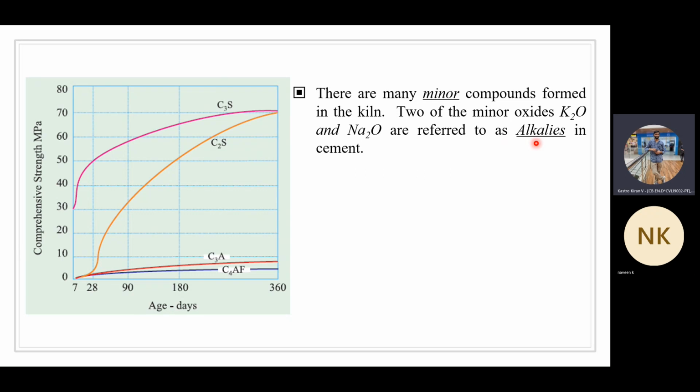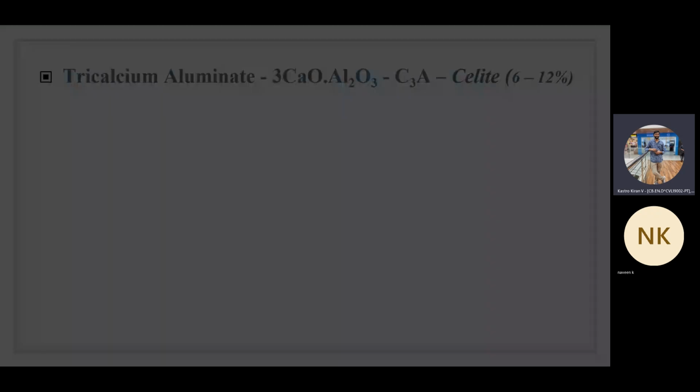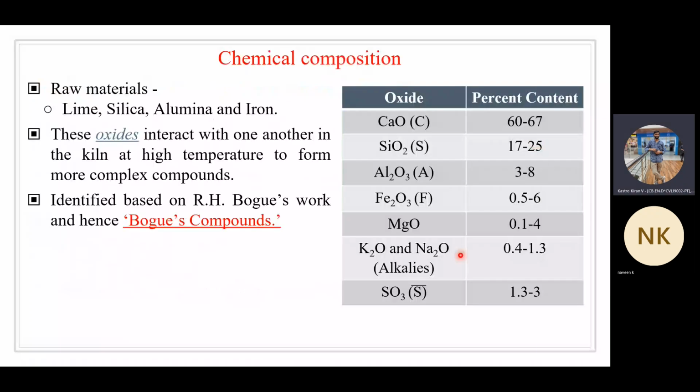So in the chemical composition of cement, I was showing you the last two things, that is alkalis in the cement, K2O and Na2O. I have represented them as alkalis. I was telling that alkalis are not good for the cement. They make the cement a poor quality cement.